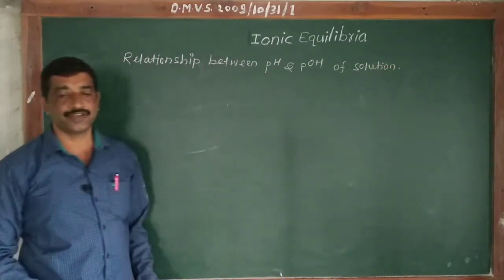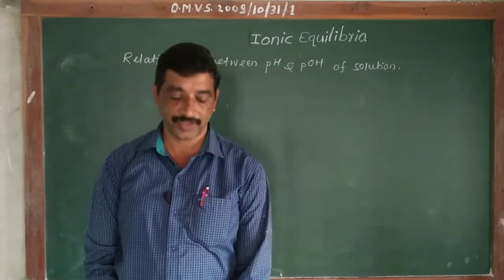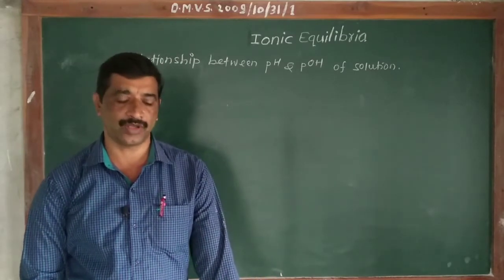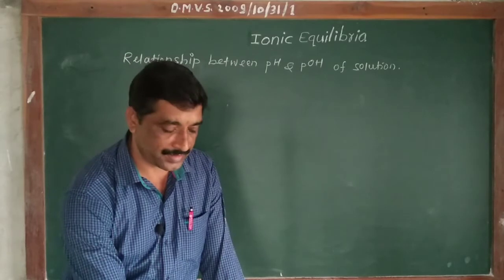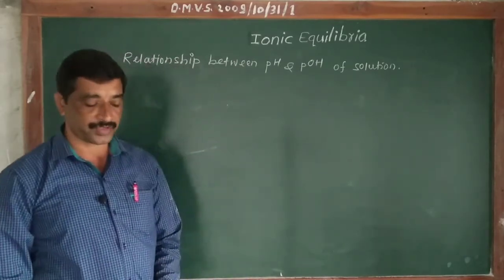Here we know what the pH of a solution is. pH is nothing but the negative logarithm of H plus ion concentration, and pOH of a solution is nothing but the negative logarithm of OH minus ion concentration to the base 10.